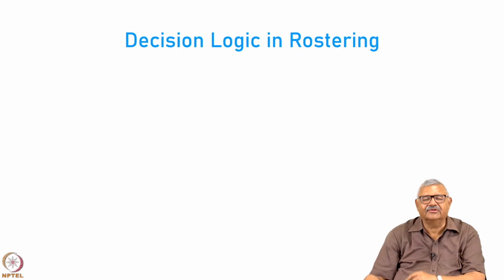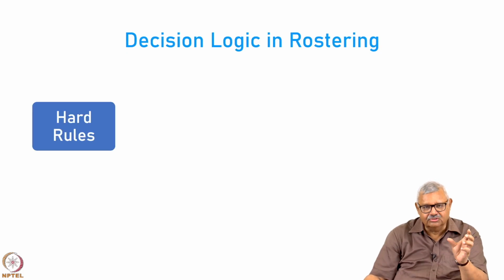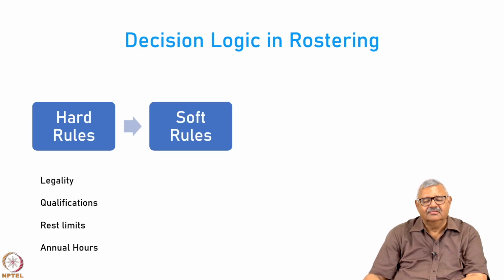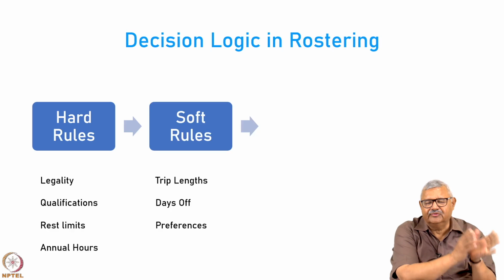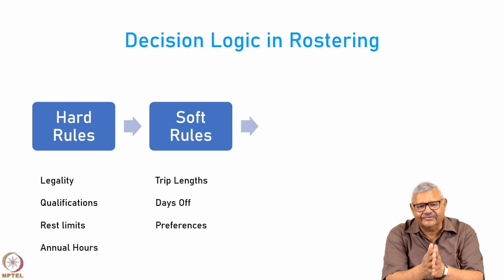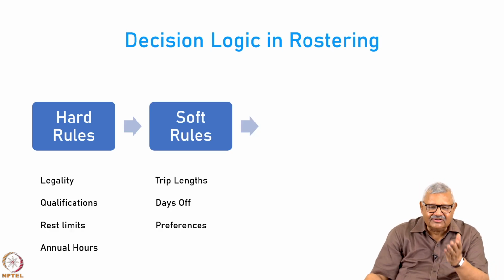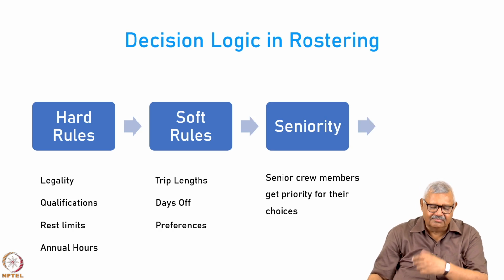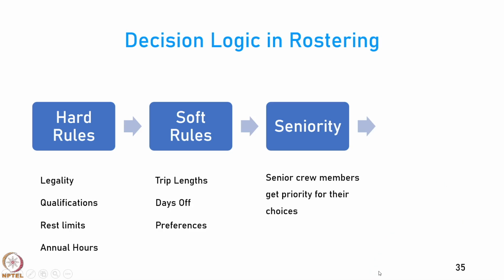So, what is the decision logic in rostering? There are hard rules such as legality, such as qualifications, rest limits and annual hours. Then there are soft rules. So, first you fulfill all the hard rules, then you look at the soft rules. After that you look at the seniority, because senior pilots generally are able to get their priorities for their choices before the junior pilots. And after that you have the final roster.